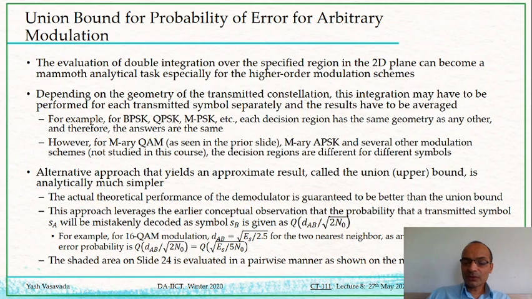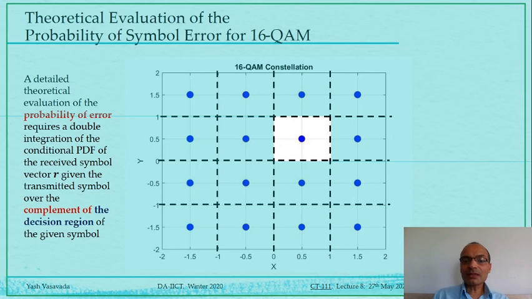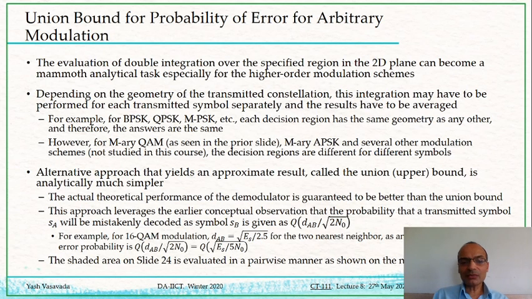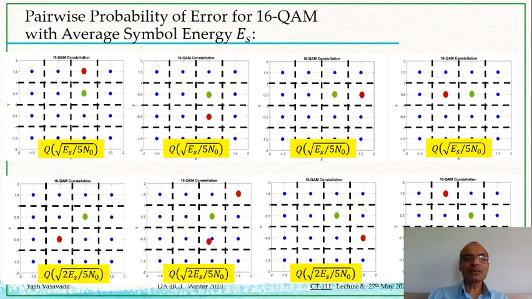Now, what we are going to do is evaluate this entire shaded region, the blue colored region, in a piecemeal, piecewise manner. Every time we evaluate this pairwise probability, we will be evaluating a chunk of that shaded region. So this is, for example, this 16 QAM constellation, and let us assume that this symbol colored in green over here is the one that is transmitted.